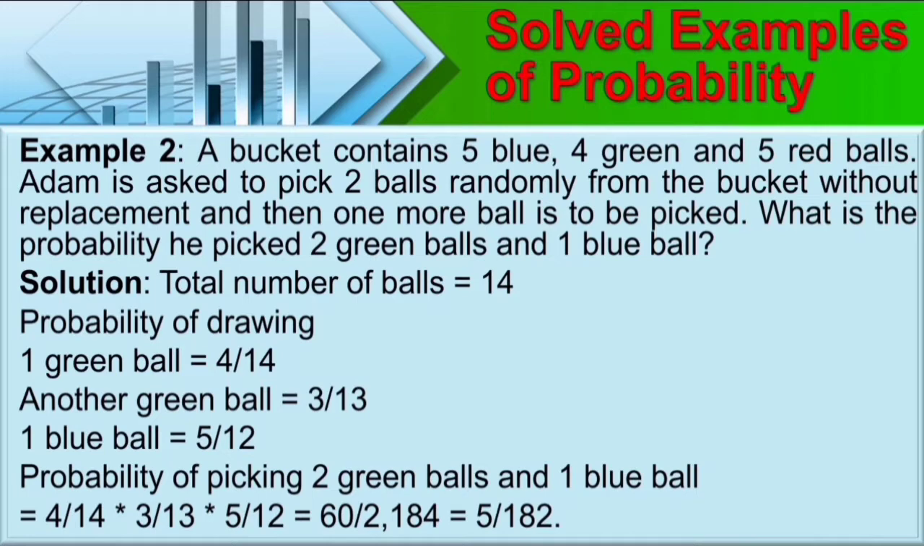Solution. Total number of balls is equal to 14. Probability of drawing 1 green ball is equal to 4 out of 14, and another green ball is 3 out of 13. 1 blue ball is equal to 5 out of 12. Probability of picking 2 green balls and 1 blue ball is equal to 4 out of 14 multiplied by 3 out of 13 multiplied by 5 out of 12. This totals to 60 out of 2184 or 5 out of 182.